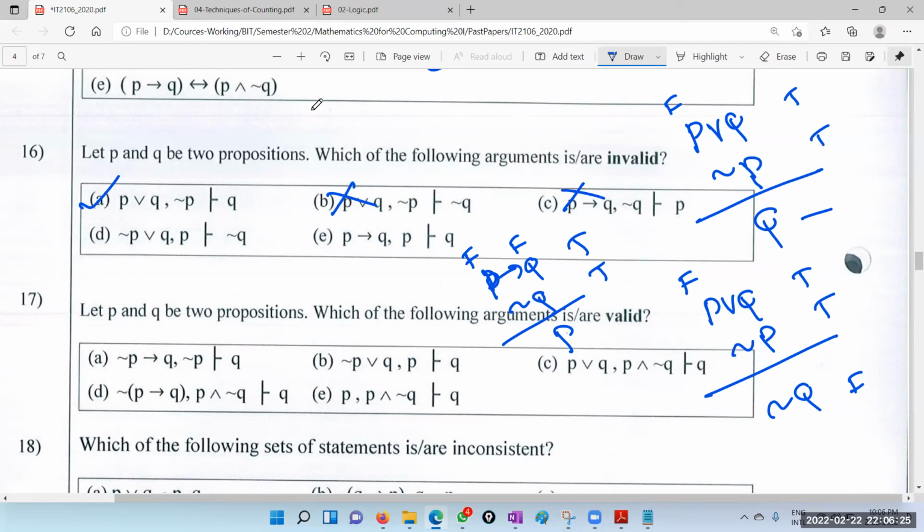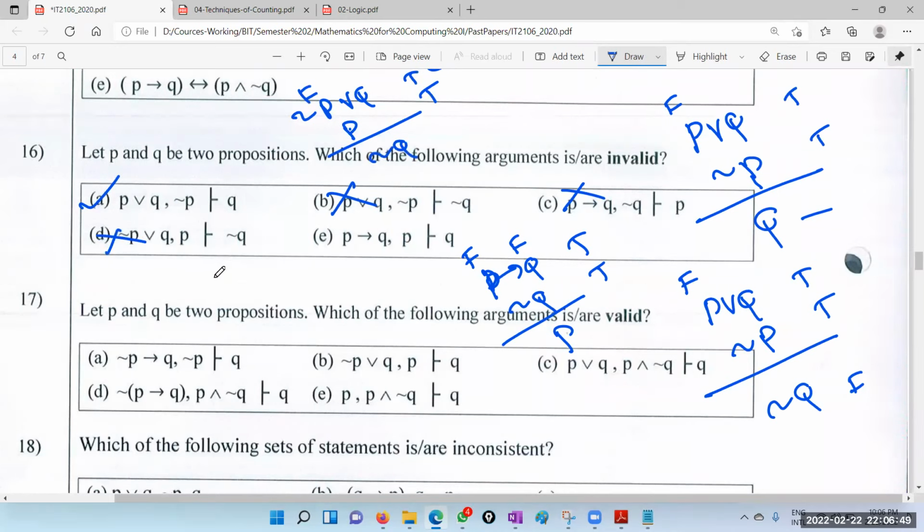What about this? Not P or Q, P, therefore not Q. Let's say true. P must be true. P must be true means this must be false. When this is false, for this to be true, Q must be true. Q must be true means not Q must be false. So therefore this is not the answer.